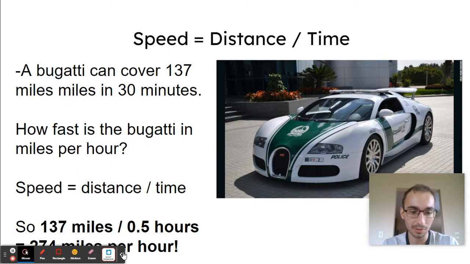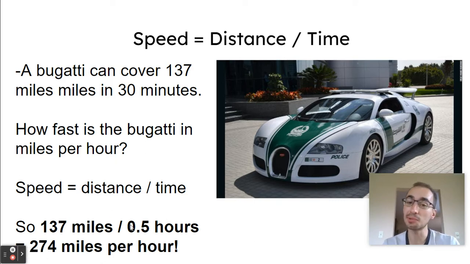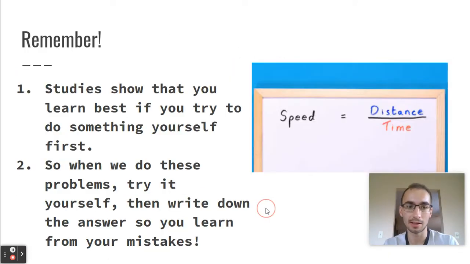So how you do it, you take 137 miles divided by 0.5 hours, and you get 274 miles per hour. That is the top speed of this Bugatti. To put it in comparison, my car, a 2018 Camry, is about 180 miles per hour top speed. Next one, remember, studies show that you learn best if you try to do something first. So when we do these problems, please try it yourself and then write down the right answer at the end.